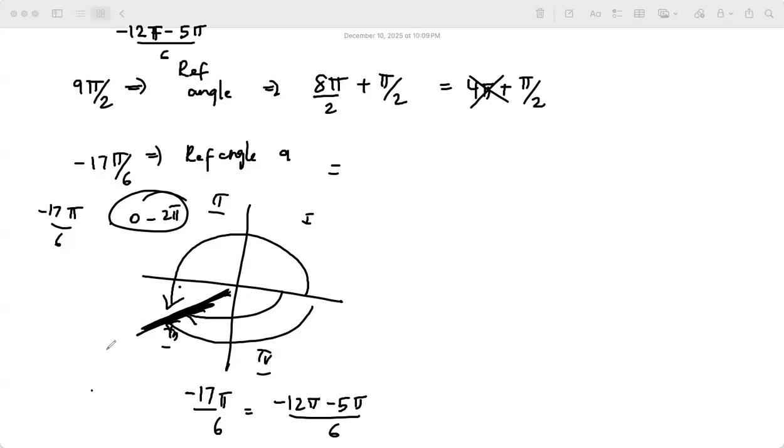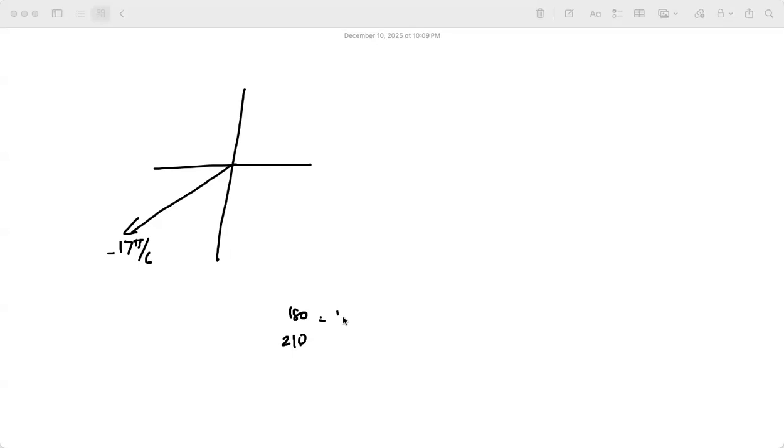Okay, let's clear off everything. This is minus 17. Is the answer 210 or negative 210? You did it in degrees. Please say it in radians. 210 pi by 180, that's 7 pi by 6. Correct. 7 pi by 6 is the coterminal angle.